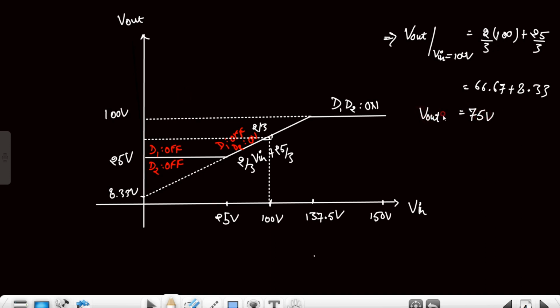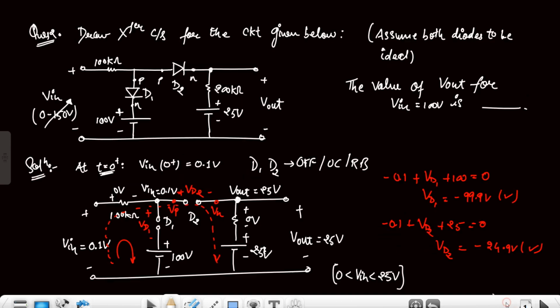So this can also be the style of question, and it will be a very good question if this kind of thing comes up. This is the 75 volts. This one is a good point. So we can revise once more.